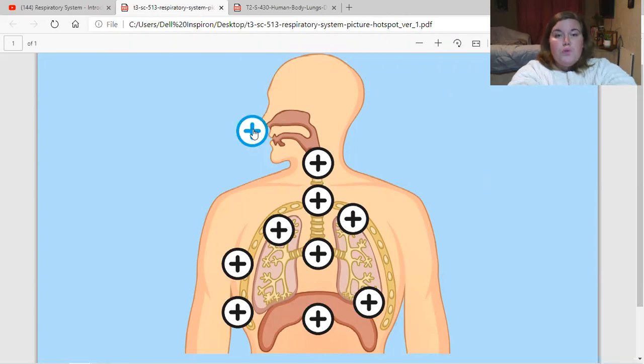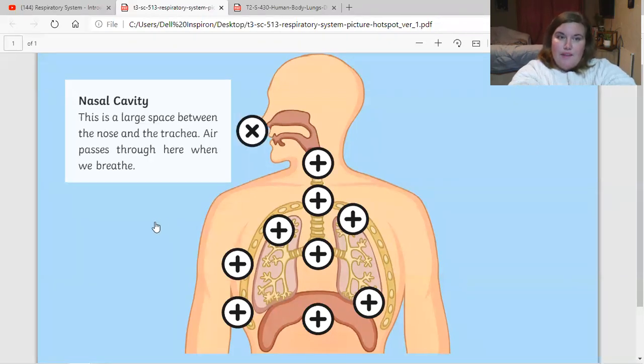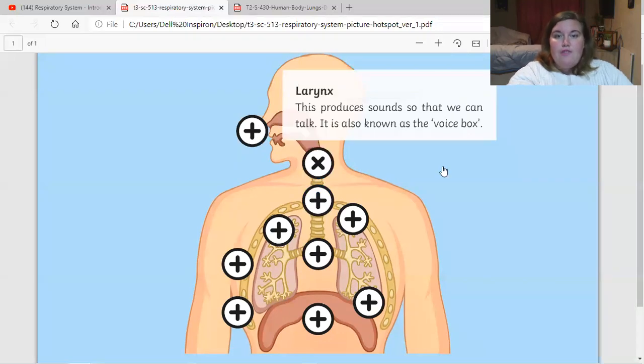The first one we have here is the nasal cavity. The nasal cavity is the large space between the nose and the trachea. Air passes through here when we breathe. Obviously you breathe in through your nose as well as your mouth. Then we have the larynx. This is basically the voice box. It produces sound so that we can talk. It's very important for communication.